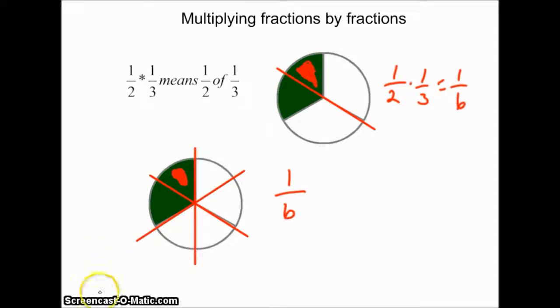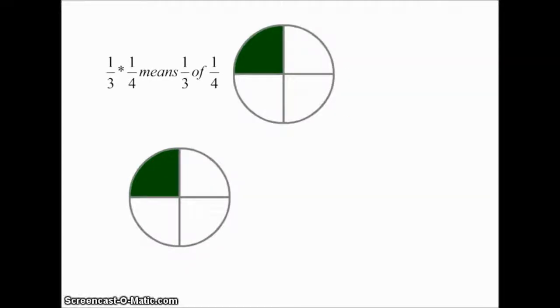Let's see if we can find a pattern. In our next example, we have 1/3 times 1/4. That means we're taking 1/3 of 1/4. Here is 1/4 of a section. We're going to take 1/3 of that section, so we're going to divide it into thirds. We take 1/3 of this section, then 1/3 of that section out of all of the sections.